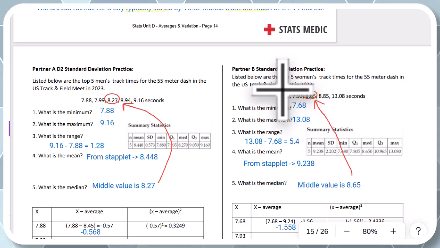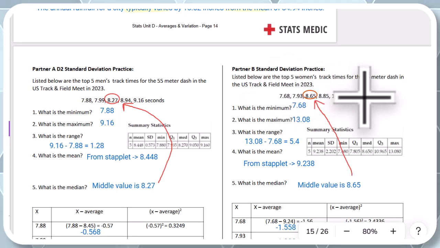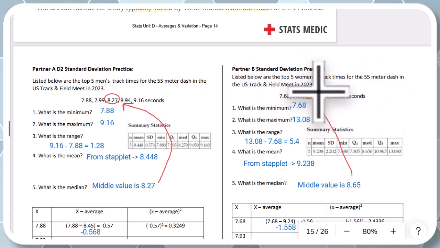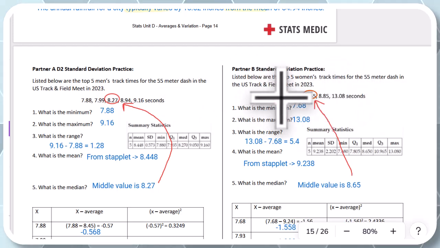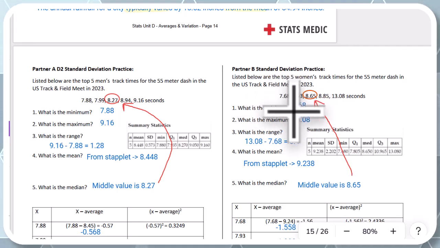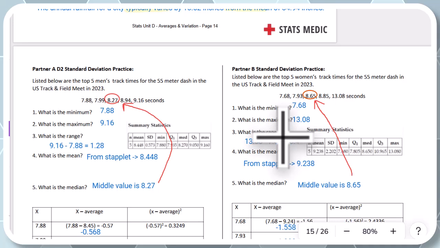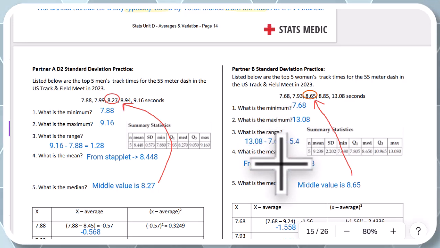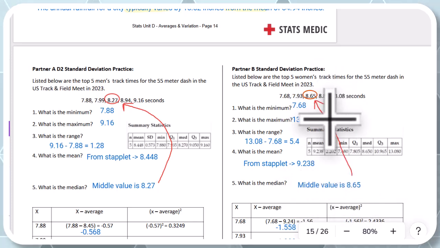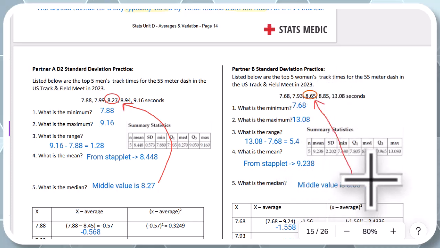Same thing over here. This is the top 5 women's track times, all right? And they're actually pretty darn good, aren't they? Actually, is the woman faster than the guy in this one? Yeah, wow. Okay, so here's the minimum and the maximum. And then you have the range. And then from the Staplet, you can get the mean. And you can get the median either by looking up here or pulling it from right there.